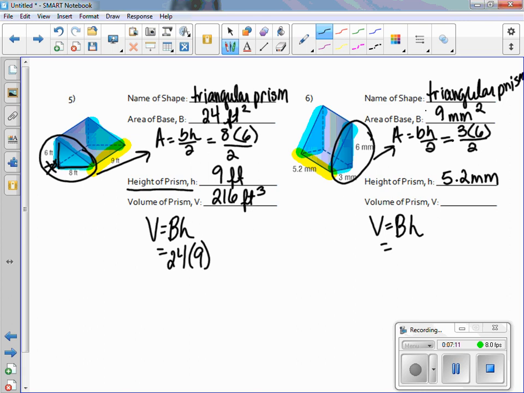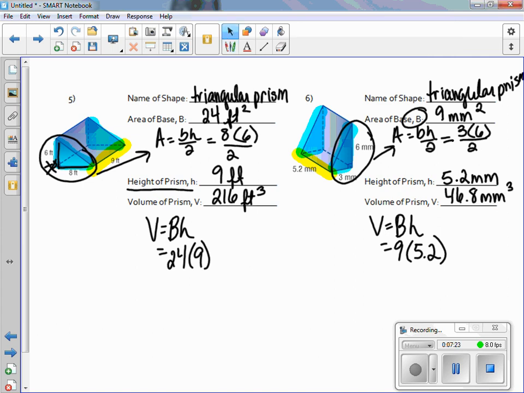And then volume is big B times H. Big B times H is 46.8. And again, that's millimeters cubed because we're talking about volume of a three-dimensional figure.